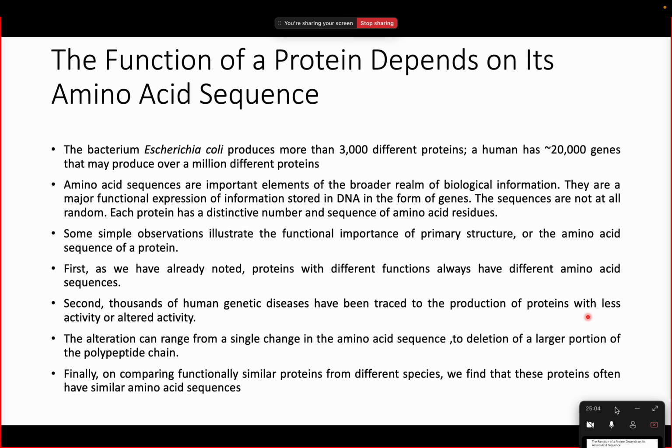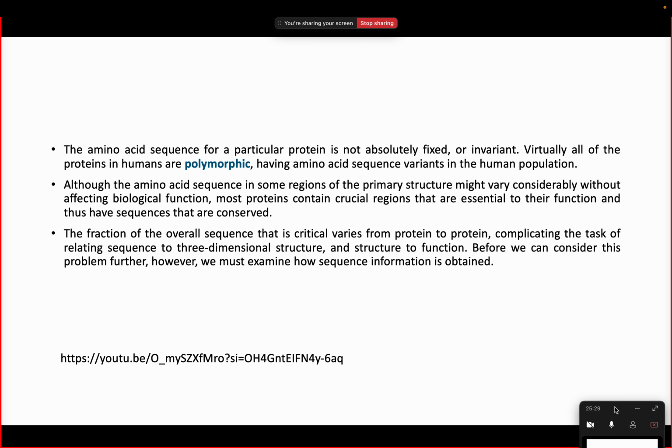So can we say that among different species, the proteins which are doing glycolysis in species A will be similar to the proteins which are performing glycolysis in species B, right? So that is true. There is a high level of conservation when we talk about similar function in different species with respect to protein. Okay, then we have: the amino acid sequence for a particular protein is not absolutely fixed or invariant. Virtually all of the proteins in humans are polymorphic, having amino acid sequence variants in different human populations.